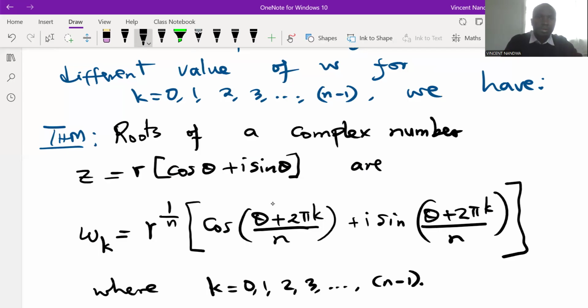So in the next session, we'll be now applying de Moivre's theorem on how to find powers of complex numbers and also how to find the roots of complex numbers. So let's meet in the next session.